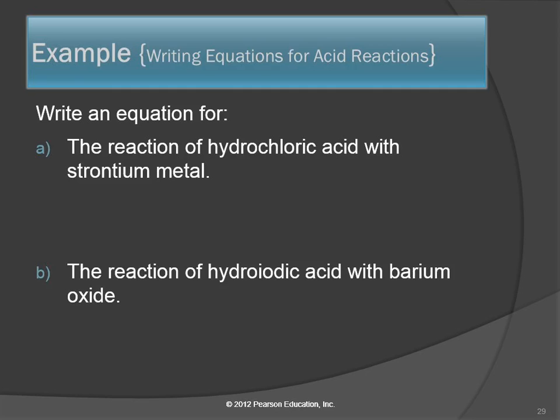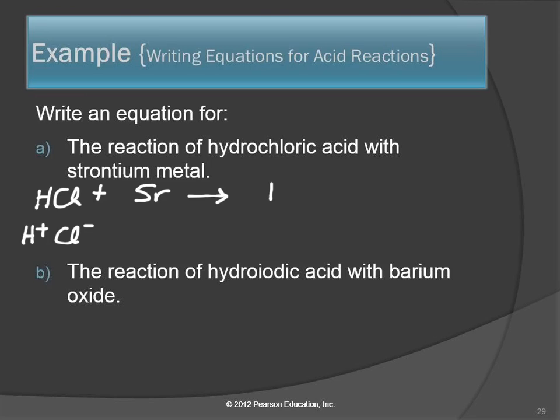So writing equations for acid reactions. Let's write an equation for the reaction of hydrochloric acid with strontium metal. Well, what's the formula for hydrochloric acid? HCl. And strontium is Sr. So an acid reacting with a metal, we're not going to go into how you would know if it reacts or not, so you can safely assume that whatever I ask you to write an equation for actually will react. So this is H plus and Cl minus.